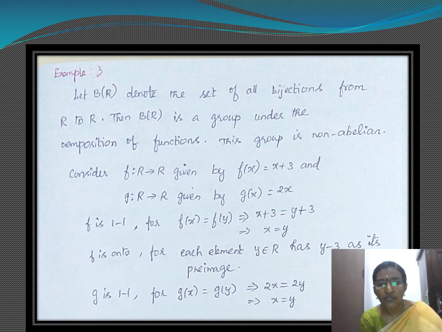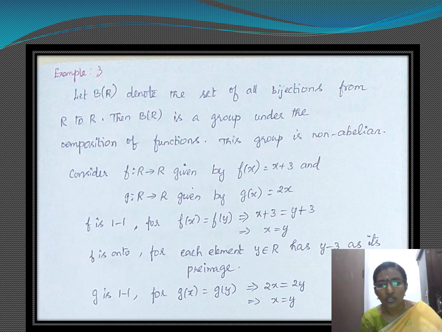For this, let me first prove that both f and g belong to B of R. To prove f is 1-1, let me start with f of x equal to f of y, which implies x plus 3 equal to y plus 3, which implies x equal to y. To prove f is onto, we start with the element y belongs to R. Then we can find a pre-image, that is y minus 3 belongs to R. Therefore, f is both 1-1 and onto. Therefore, f belongs to B of R.